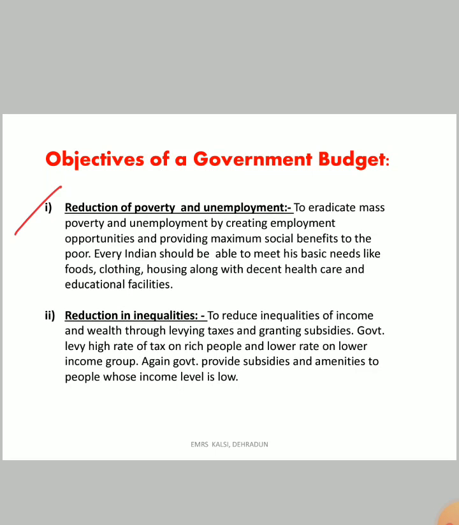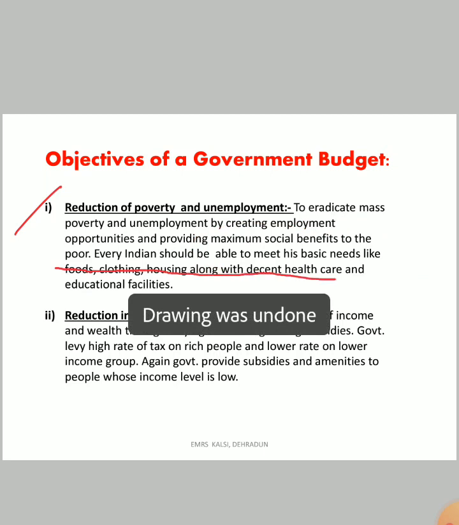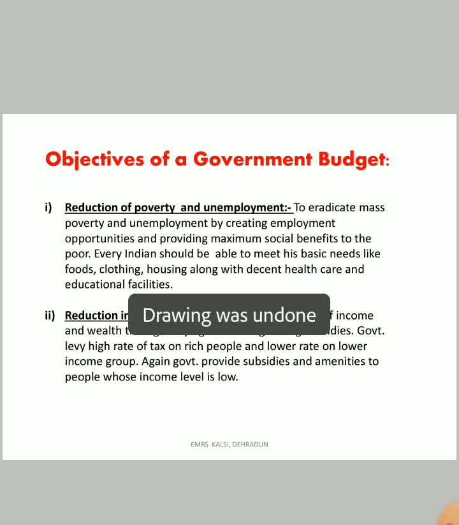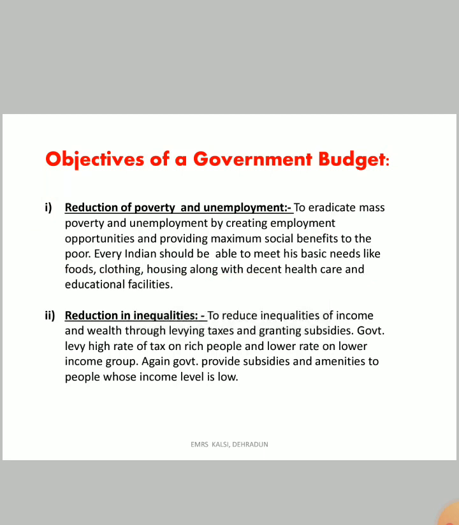So how does government reduce poverty and unemployment? By creating employment opportunities and providing maximum social benefits to the poor. Every Indian should be able to meet his or her basic needs, which are food, clothing, housing, healthcare and education facilities. So government launches various programs to meet these needs so that poor people can meet these basic needs.